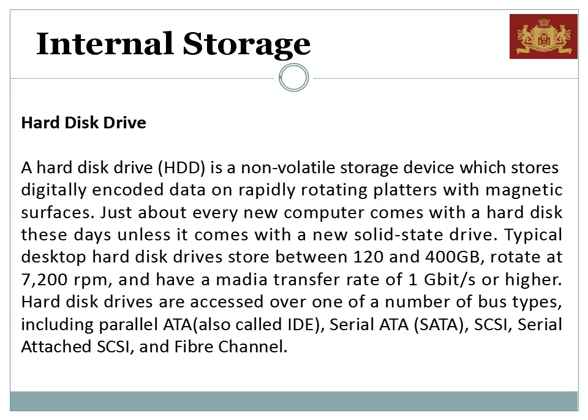Typical desktop hard disk drives store between 120 and 400 gigabytes, rotate at 7,200 revolutions per minute, and have a media transfer rate of 1 gigabit per second or higher. Hard disk drives are accessed over one of a number of bus types, including parallel ATA, also called IDE, serial ATA, SATA, SCSI, serial attached SCSI, and fiber channel.